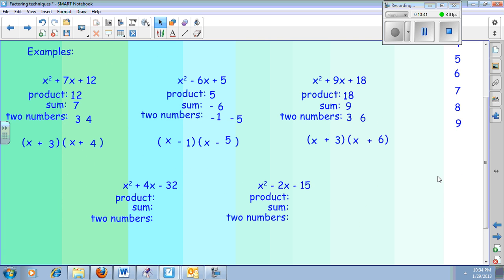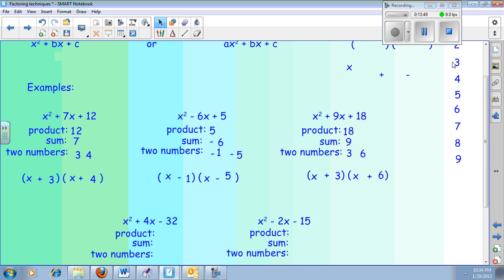Now I have two more examples down here. First we have x squared plus 4x minus 32. So 32 is our product. Oh wait, it's not 32. It's negative 32. Bring the sign with the number. But our sum is 4. So now we need to think about two numbers. Of course, since our product is negative, one of those numbers has to be negative. That gives us a product of negative 32, but a sum of 4.